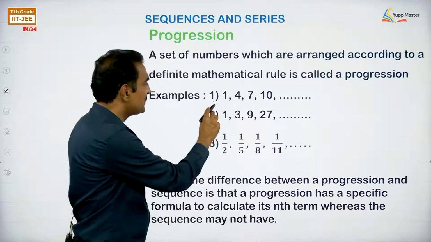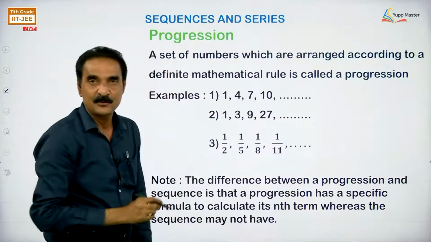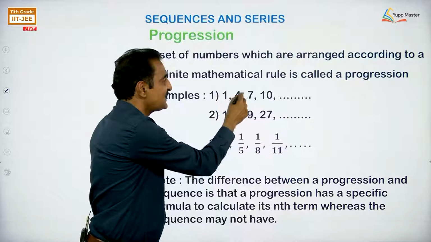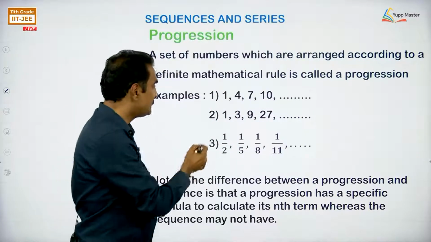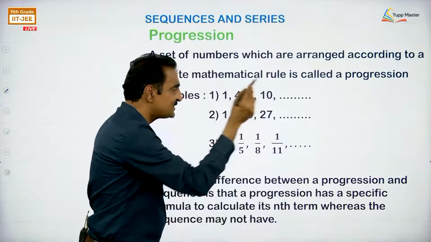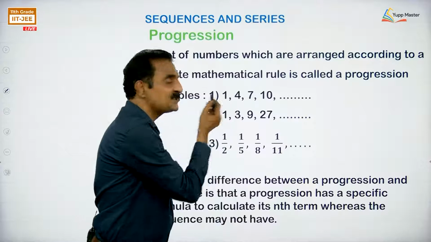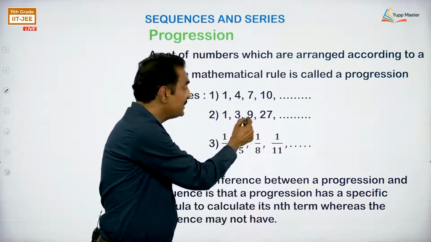So let us see the examples. 1, 4, 7, 10 and so on. What is the mathematical rule? Addition of 3. 1 plus 3 is 4, 4 plus 3 is 7, 7 plus 3 is 10 and so on. In the second example, 1, 3, 9, 27 and so on. You can easily identify the mathematical rule: multiplication by 3. 1 into 3 is 3, 3 into 3 is 9, 9 into 3 is 27 and so on.